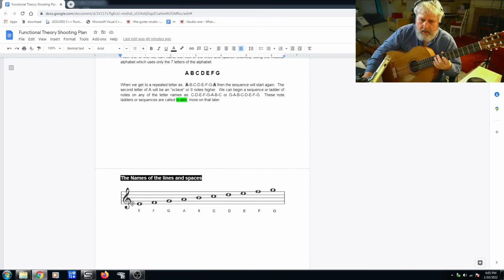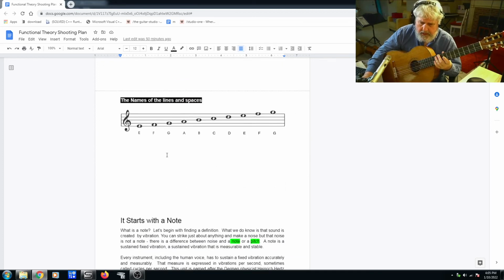So now the names of the lines and spaces, here they are right here. We start with an E at the bottom, and we just go all the way through to a G at the top. We're not using ledger lines here. We can extend this by using ledger lines either up or down. Again, E, F, G, A, B, C, D, E, F, G, right? And there we are. Now, as you can see, we have two E's here and two F's and two G's.